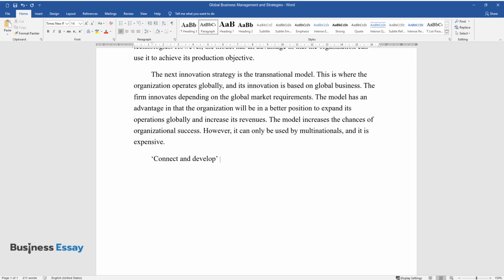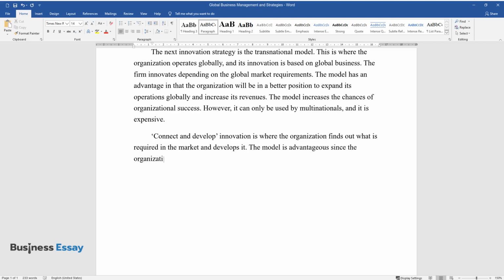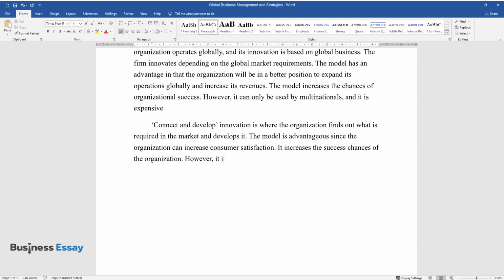Connect and develop innovation is where the organization finds out what is required in the market and develops it. The model is advantageous since the organization can increase consumer satisfaction. It increases the success chances of the organization. However, it is time-consuming and relatively costly.